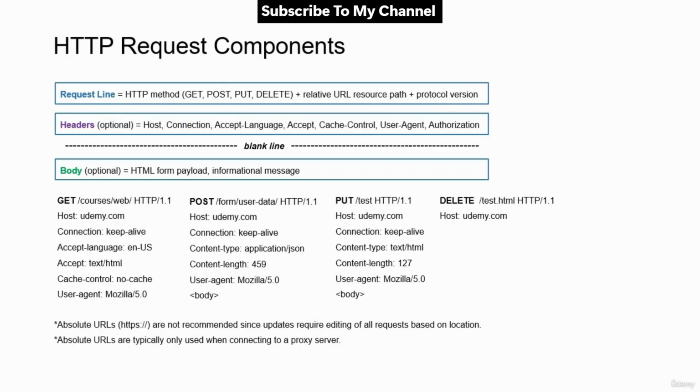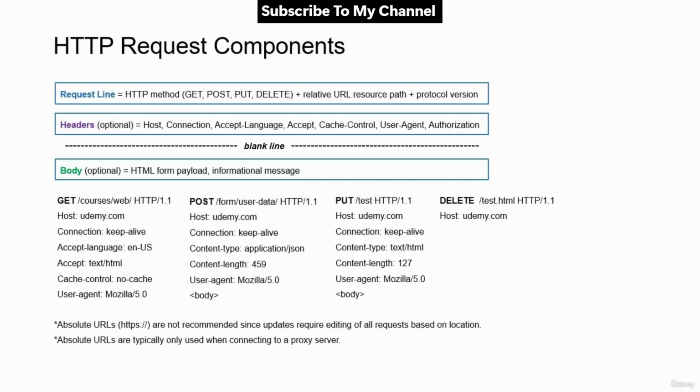You've got things like host, for example, that's the server. Then connection would refer to whether using keep-alive or not. And then accept language, whether it's US or French or something else. Accept means the kind of format you can accept, whether it's text, HTML, things like that. Then cache control, whether you're using cache control or not. Then user agent would be whether it's Chrome or Mozilla or something. And then finally authorization, the authorization header. And those are just some of the common ones, really.